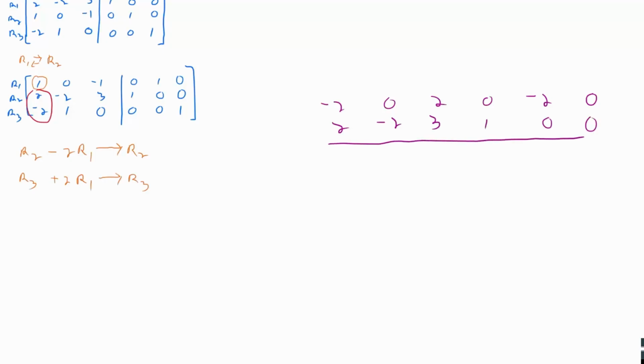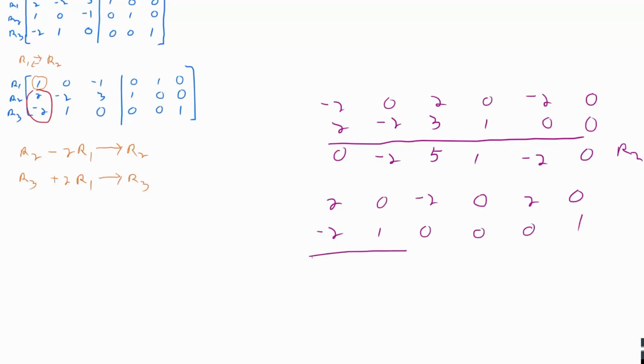And that is going to be your new row 2. Hopefully you get a 0 for the first guy. -2, 5, 1, -2, 0. You might label it row 2 so you don't forget. And then for scratch work, let's get the new row 3. And so we're going to multiply just by 2 now. So we're going to double row 1, get 2, 0, -2, 0, 2, 0. Add it to row 3, -2, 1, 0, 0, 0, 1. And we get 0, 1, -2, 0, 2, 1.